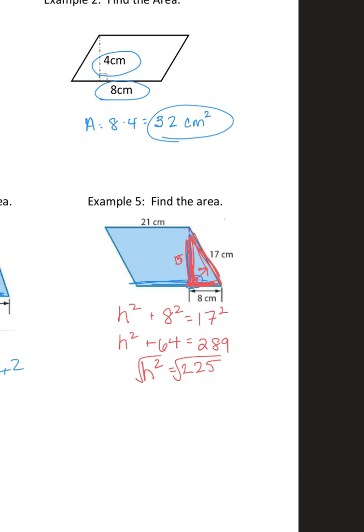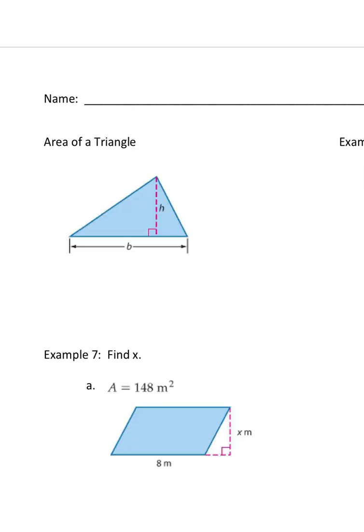So now, since this is a parallelogram, I know that if the top is 21, that means this whole bottom is also going to be 21. So my area is going to end up being 15 times 21, which is 315 centimeters squared.